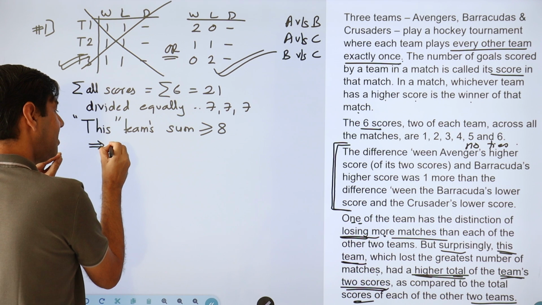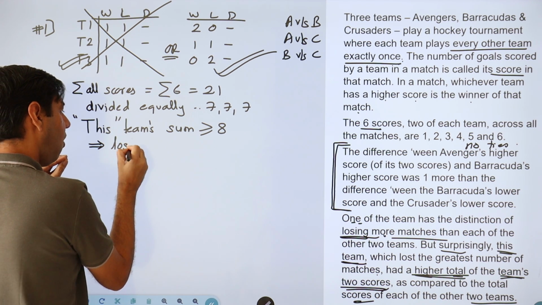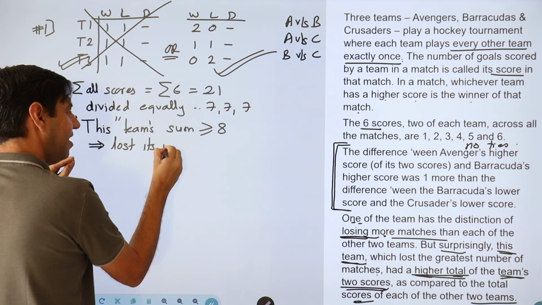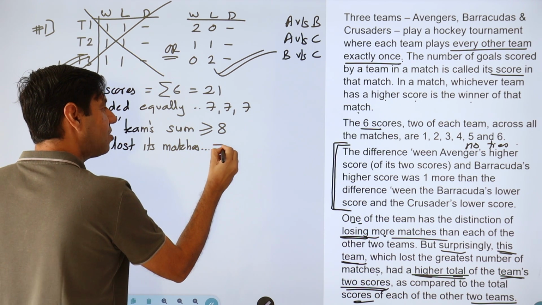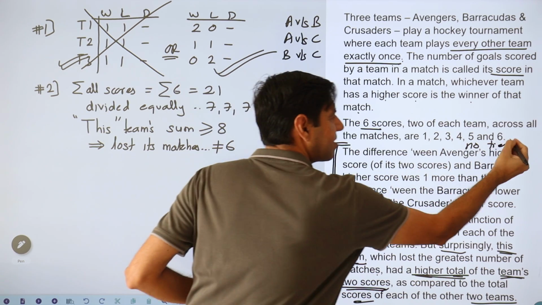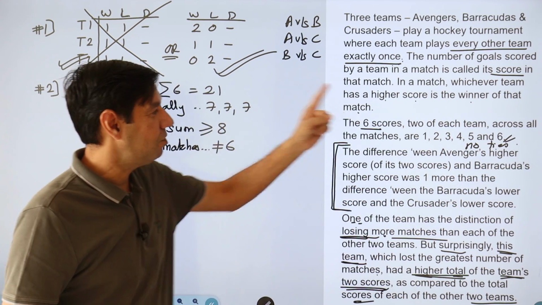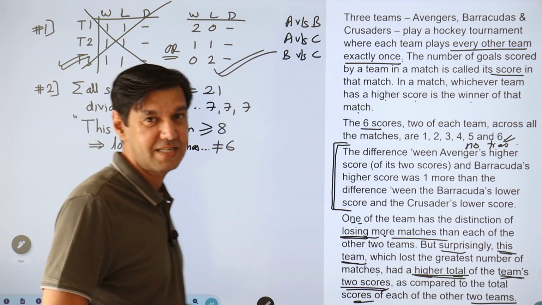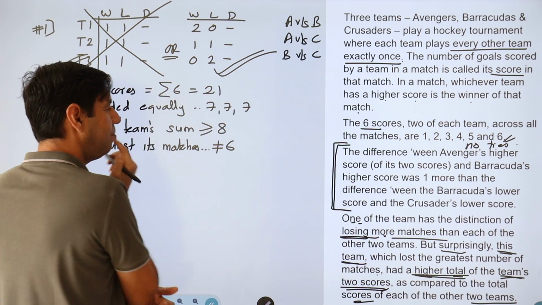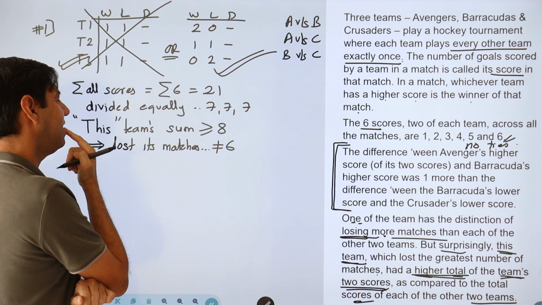And since it lost its matches, it cannot score a goal of 6. Because had it scored 6, there's no way that it could lose that match. The other scores are all less than it. So it cannot be 6.